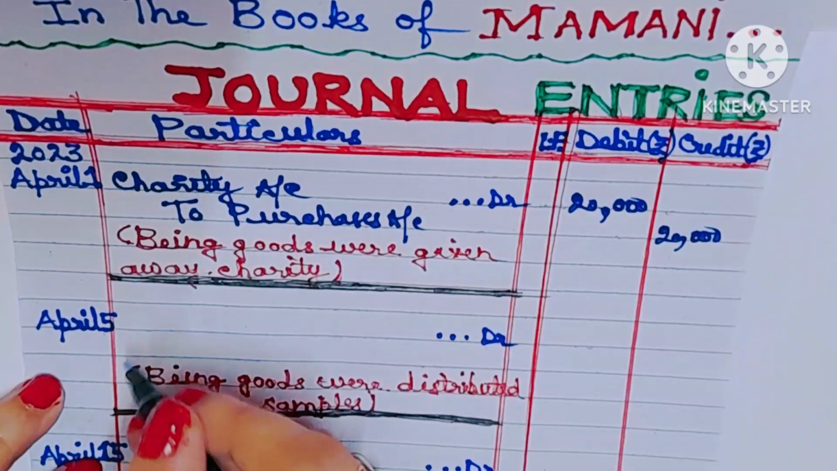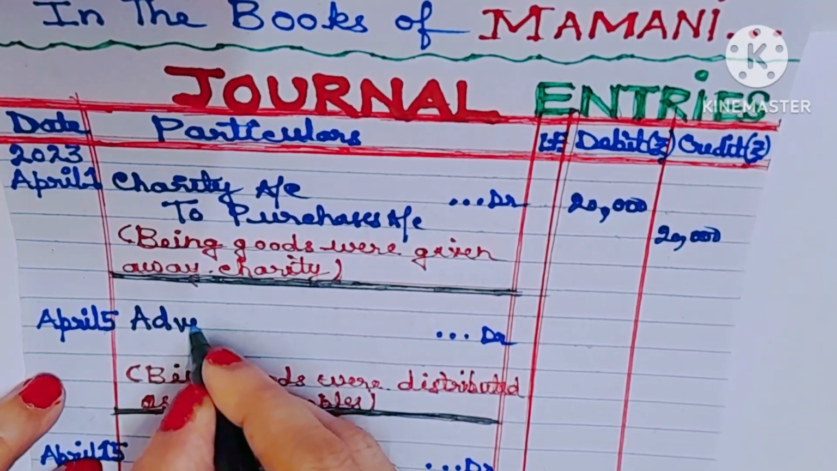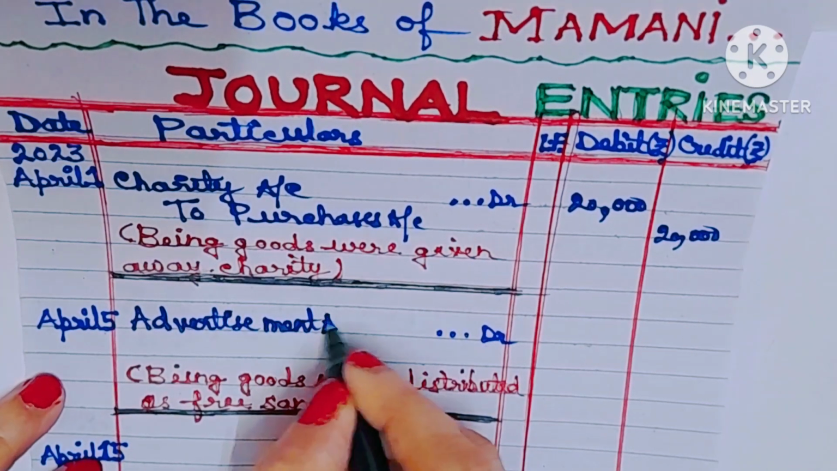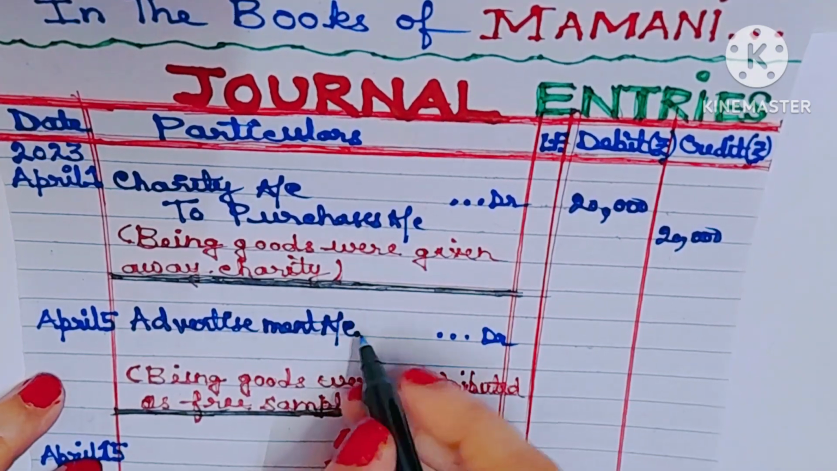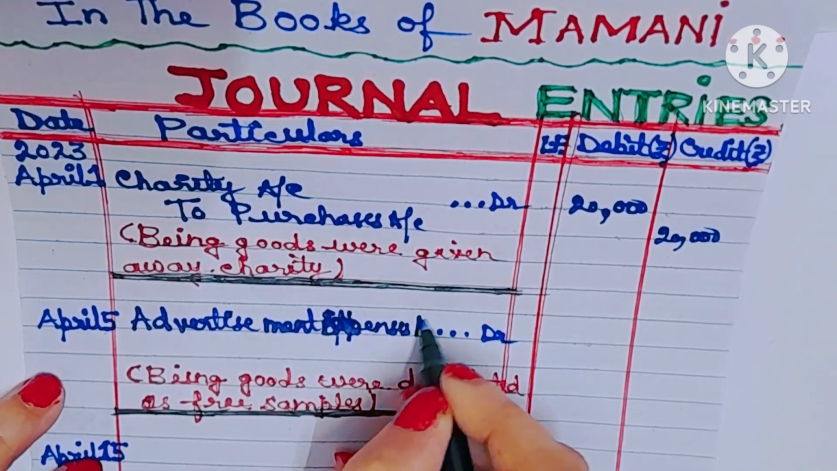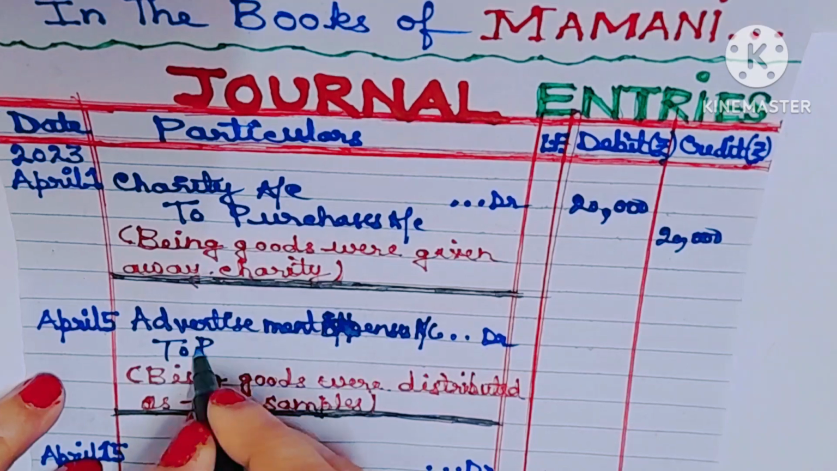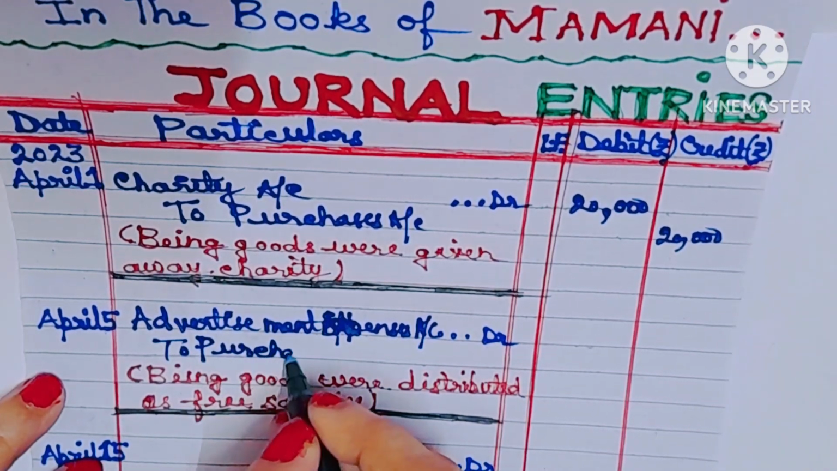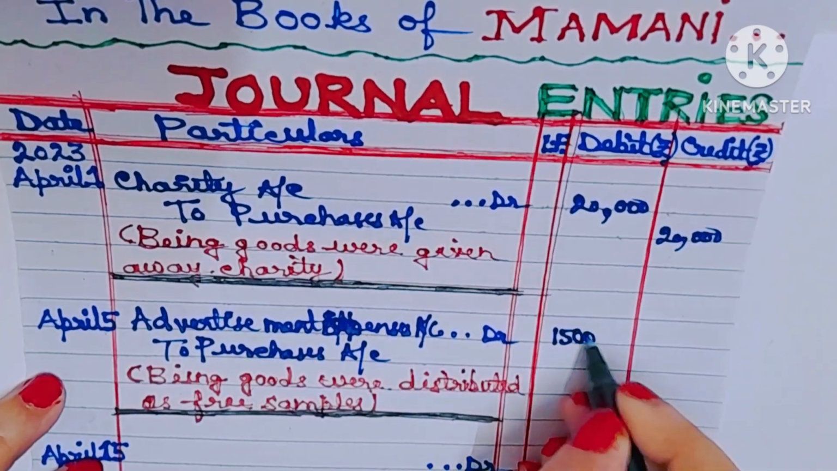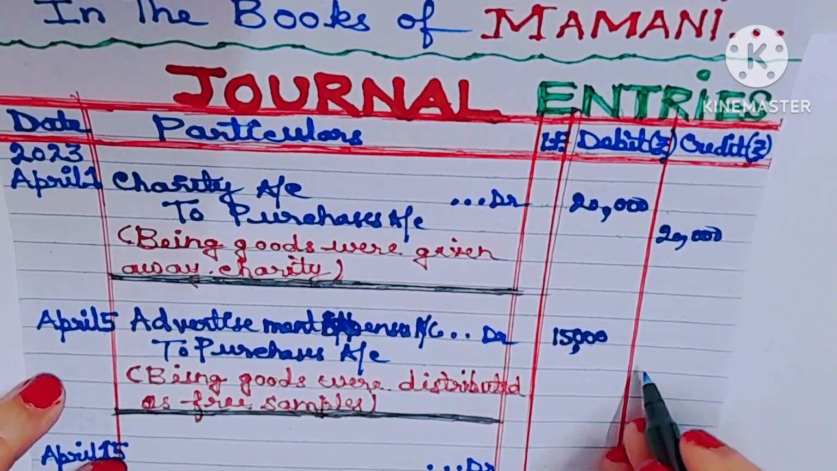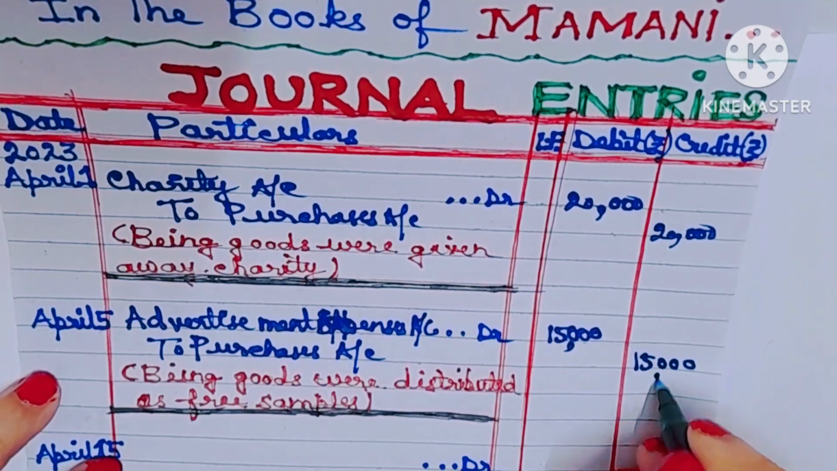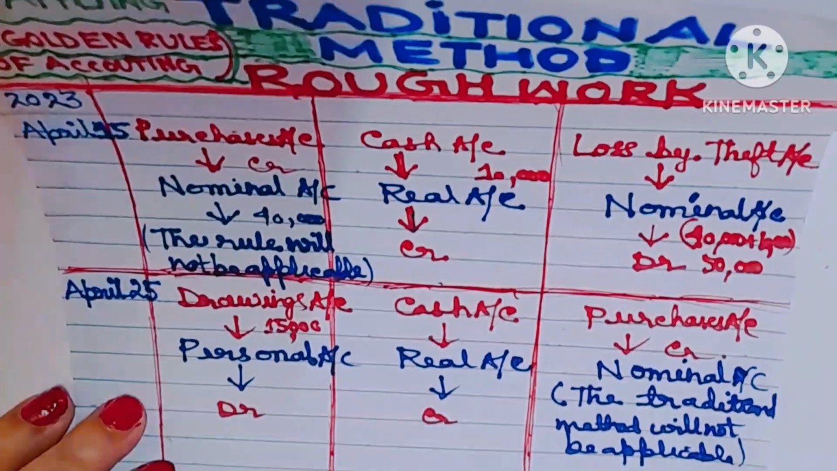So let's write. Advertisement expenses account to purchases account 15,000. 15,000 in the debit column for advertisement expenses account, and for purchases account in the credit column rupees 15,000. Understood? Now let's see the third rough work.